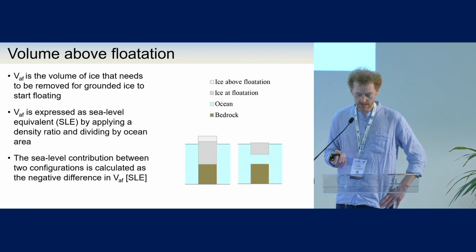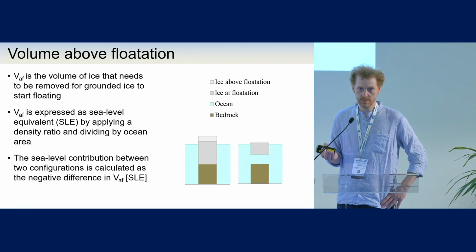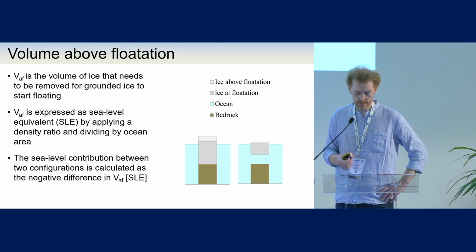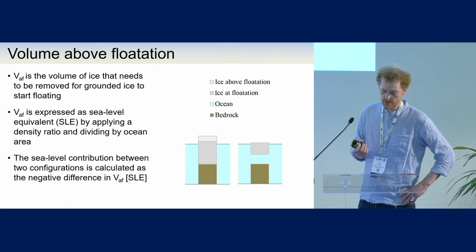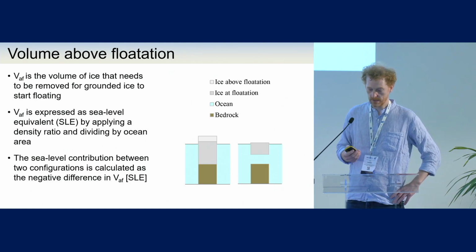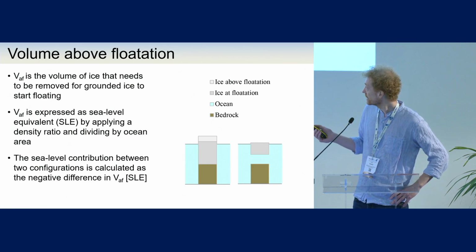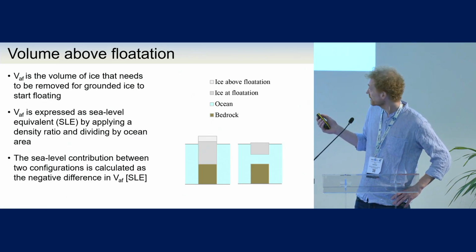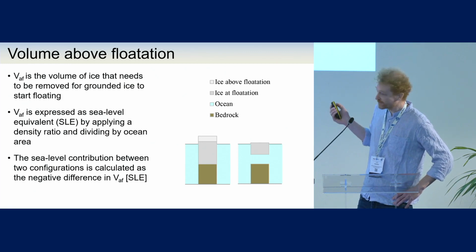I promised to say something about volume above flotation. This is traditionally how you would calculate the sea level contribution from an ice sheet model, and how I also did it in ISMIP6. Volume above flotation is the volume of the ice that needs to be removed for grounded ice to start floating. You see this in this figure. This portion up here, the light gray, is the volume above flotation. Once you remove that or more, the ice column starts floating. In a floating configuration, you only have ice at flotation.